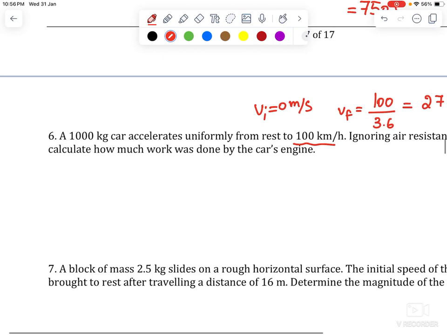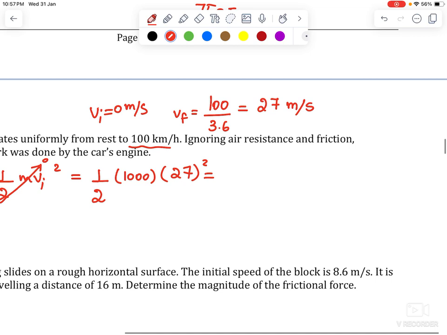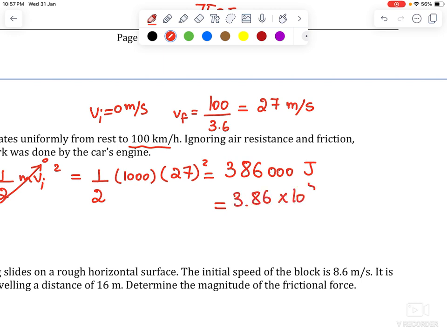So the work is actually the change in kinetic energy, and because the car will start from rest, I will only have half times 1000 multiplied by 27 squared, which will give me 3.86 times 10 to the power of 5 joules, or 386 kilojoules.